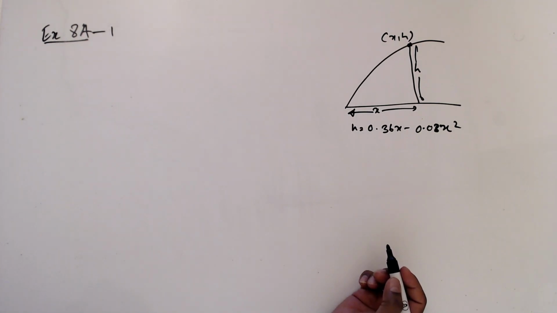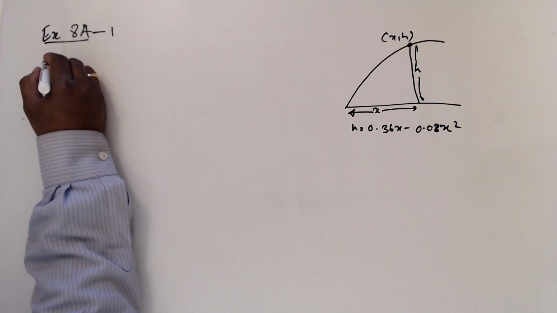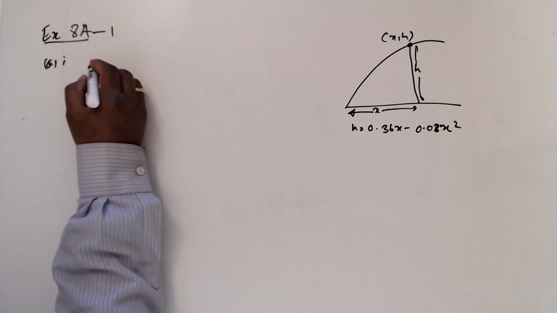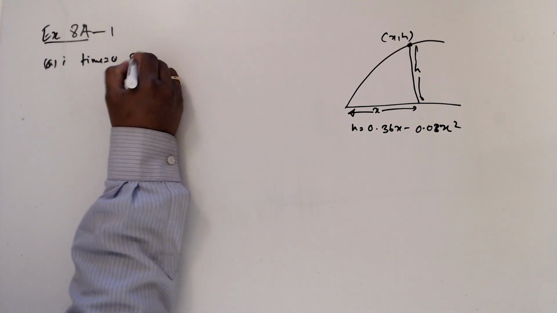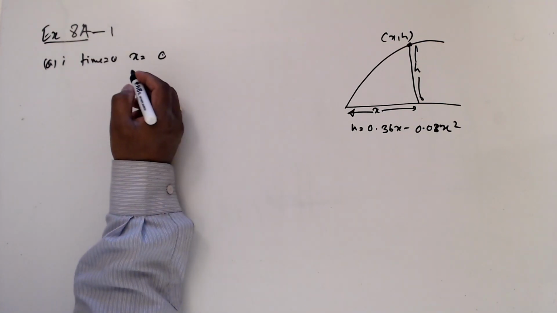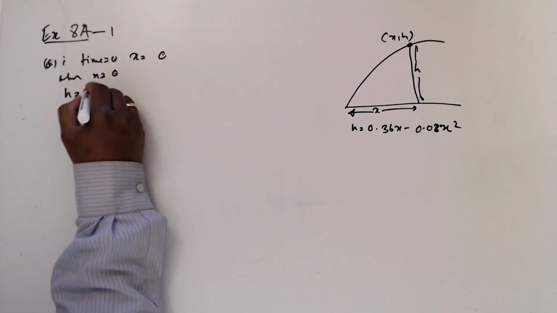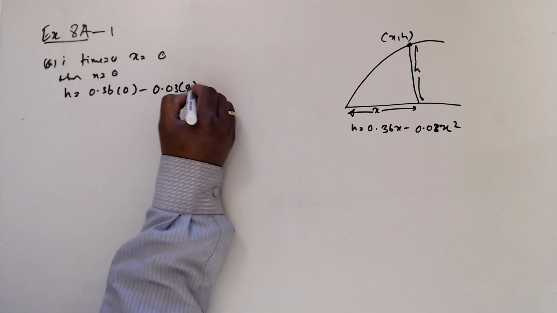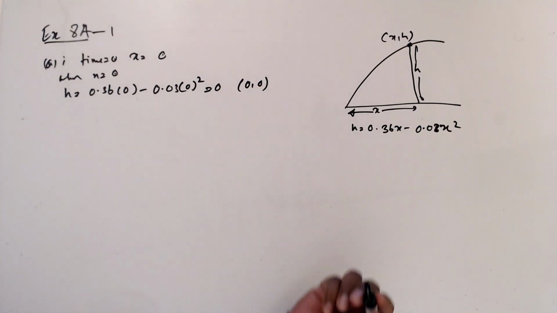The first question: find the height of the golf ball when it's struck. So part A1. When it's struck, the time is 0 and x at that time is 0. Then when x equals 0, what will happen to the h? 0.36 times 0 minus 0.03 times 0 square, because the x value is 0, the answer is 0. So as a coordinate, 0, 0.